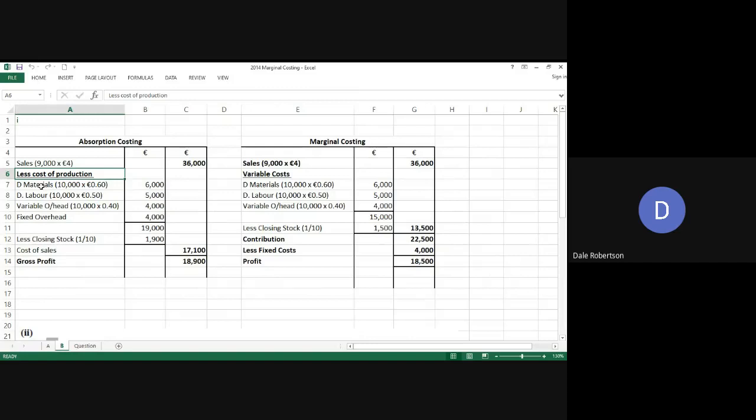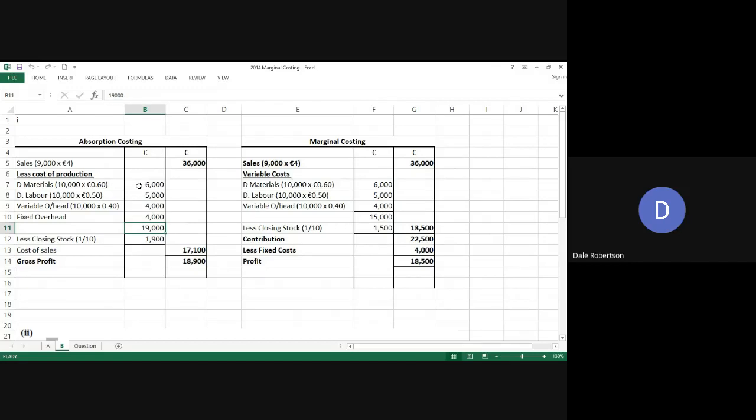Now, the production costs are by 10,000 because you've made 10,000 items. You've only sold 9,000, but you've made 10. So it's 10,000 by 60 cents is 6,000. And 10,000 by 50 cents for labor is 5,000. And 10,000 by 40 cents for variable overheads is 4,000, and 4,000 of a fixed overhead, which is a fixed cost. You total that up to get 19,000. Now here's the tricky bit.